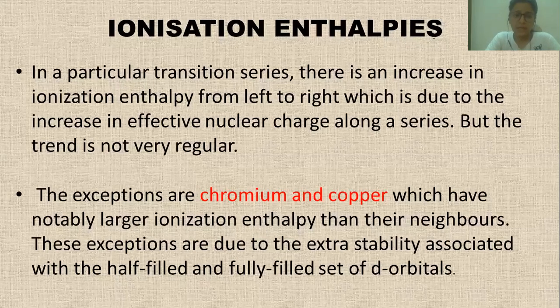Now we are going to deal with the next physical property of D block elements, that is ionization enthalpy. In a particular transitional series, there is an increase in ionization enthalpy from left to right, which is due to the increase in effective nuclear charge along a series, but the trend is not very regular. The exceptions are chromium and copper, which have notably larger ionization enthalpy than their neighbors. These exceptions are due to the extra stability associated with the half-filled and fully filled sets of d orbitals.